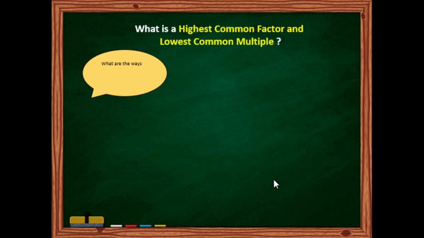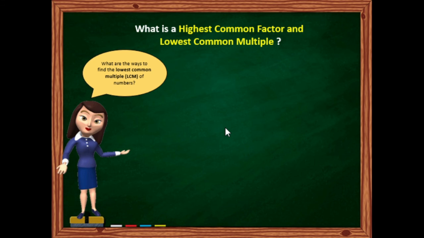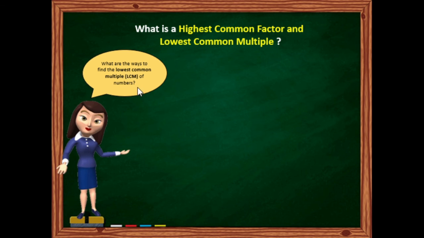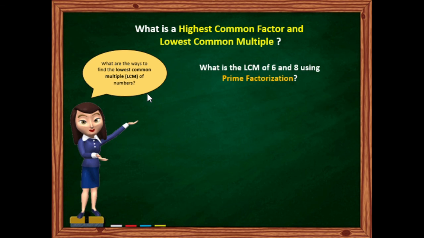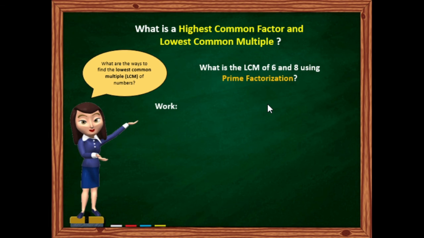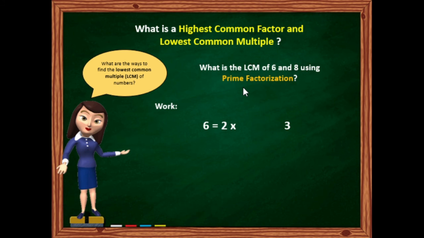This time, let's find the lowest common multiple. This time, it's lowest. It's not big, it's not high. It's lowest or smallest. Smallest common multiple. How do we do it? We do it still with the two methods, prime factorization and short division. Let's do prime factorization first.